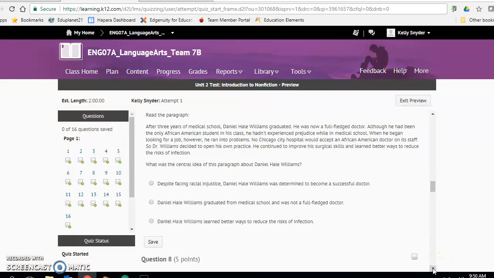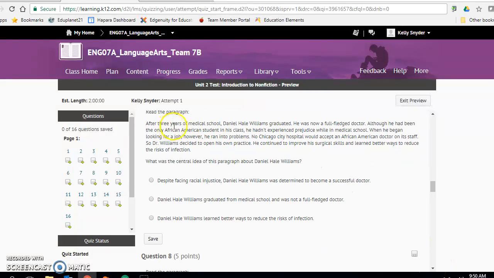Question number 7. Read the paragraph. After 3 years of medical school, Daniel Hale Williams graduated. He was now a full-fledged doctor. Although he had been the only African-American student in his class, he hadn't experienced prejudice while in medical school. When he began looking for a job, however, he ran into problems. No Chicago City hospital would accept an African-American doctor on its staff. So Dr. Williams decided to open his own practice. He continued to improve his surgical skills and learned better ways to reduce the risks of infection.